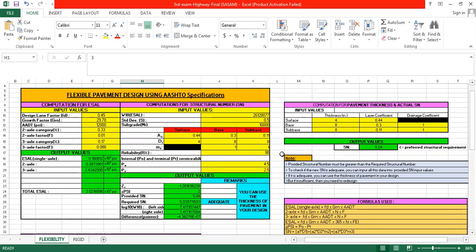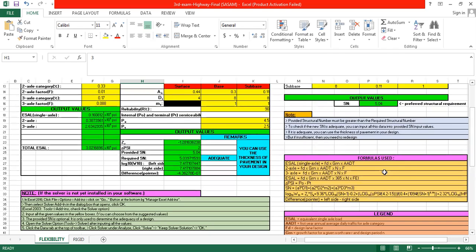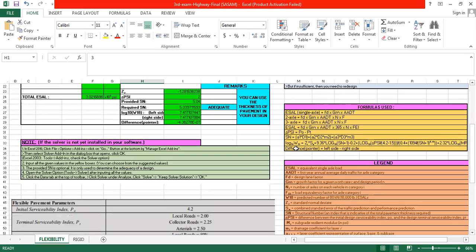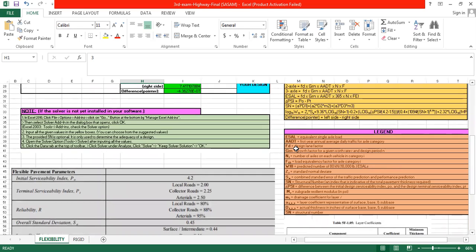So, to explain further, we have here the three most frequent formulas being used, which are the ESAL, the SN, and the log10 W18. So first, let's discuss the legend.